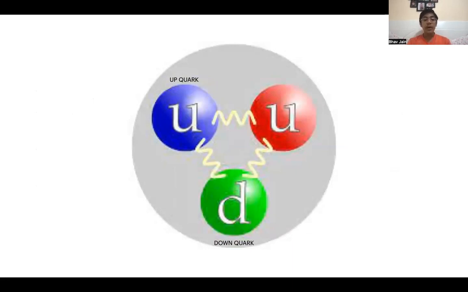For example, a proton will have two up quarks and one down quark. Each up quark, each positive quark, has a two-thirds electrical charge, and each negative quark has a one-third negative electrical charge. So this adds up to give the proton its positive one electrical charge. The opposite happens with electrons.